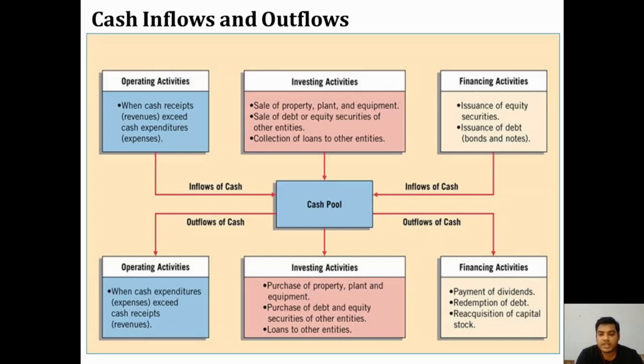If we are purchasing debt and equity securities of other entities, again I will take the same example. Our company is XYZ company and we are acquiring debt or equity of ABC company. In this situation, the cash will be outflown from our company. That is why we call it cash outflow in investing activities. And if we are granting a loan to other entities, even in this situation, the cash will be outflown. So that is why we call it inflow and outflow of investing activities.